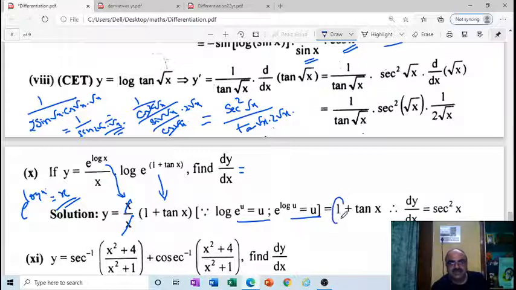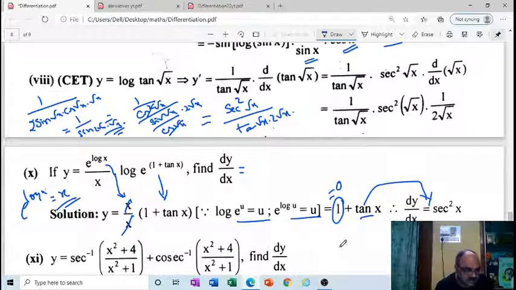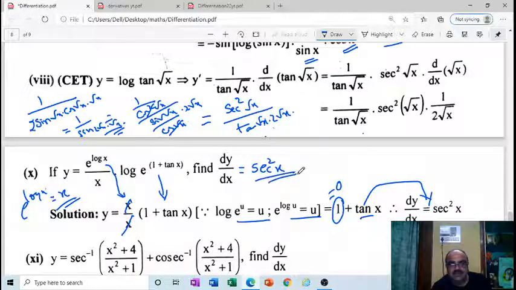Now differentiation of 1 is 0 and tan x differentiation is secant square x. So what is the final answer? Dy by dx is secant square x.